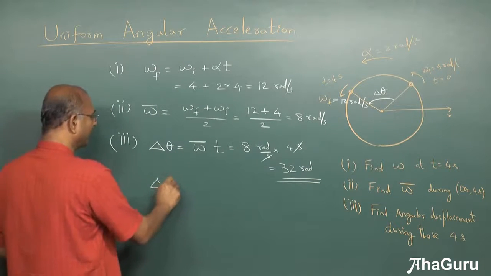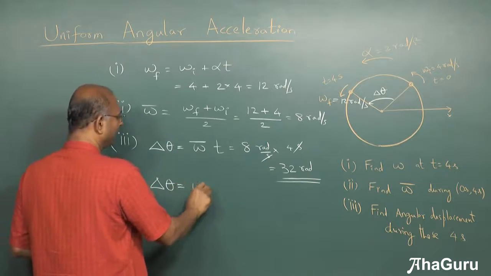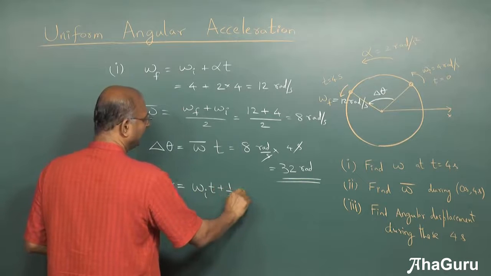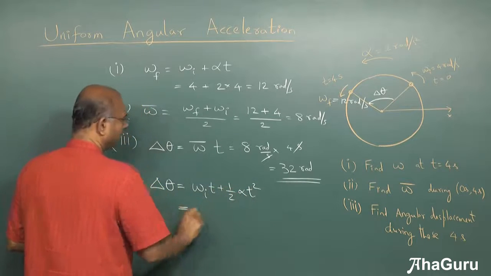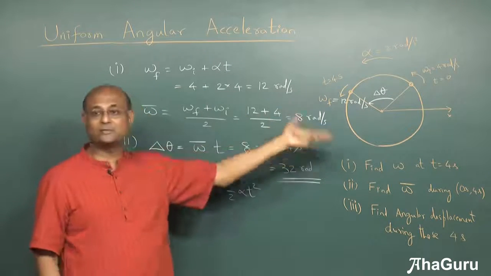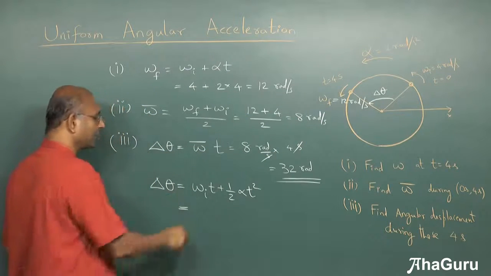Another way to calculate the same thing is to use the formula delta theta is omega initial into time plus half alpha t square, in which case I didn't need the average angular velocity. I have already calculated it, so I am using it. Otherwise, I would have just used this formula.